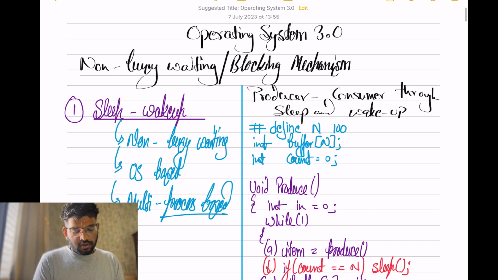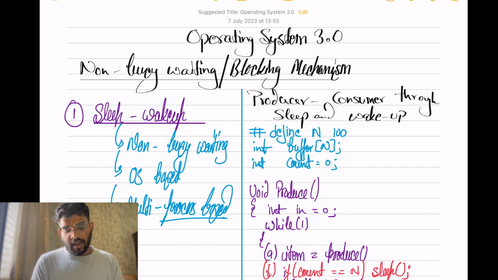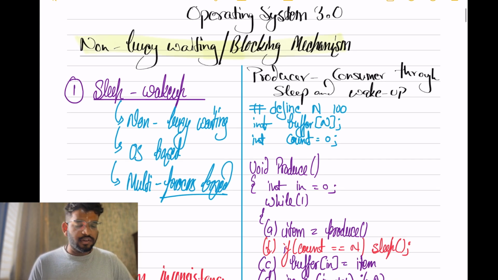Now we will look over the non-busy waiting or blocking mechanism. If a process wants to execute the critical section and cannot enter, then to avoid busy waiting, we can send that process to sleep. Basically, non-busy waiting means that the process which is unable to enter the critical section goes to sleep until the process executing in the critical section comes out. So it saves CPU cycles by avoiding executing the same while loop again and again.